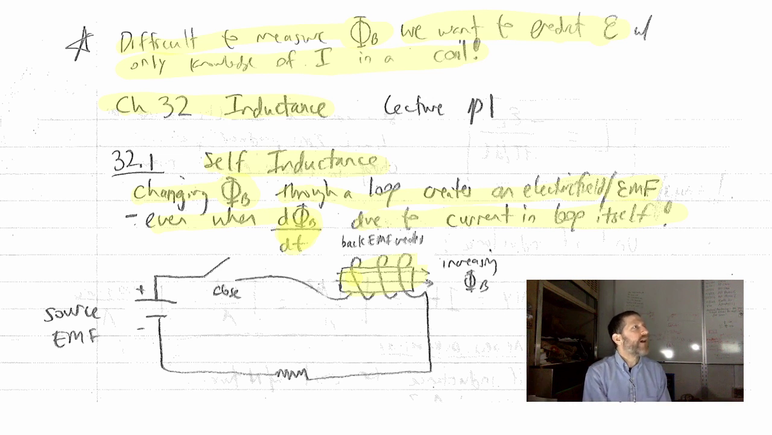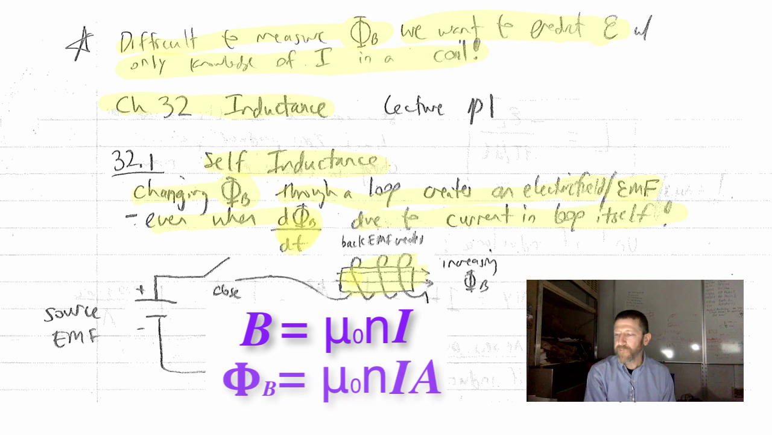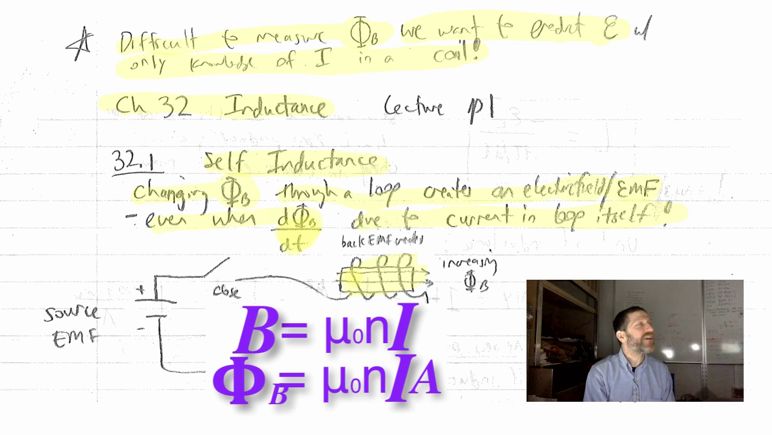Yes. In fact, the magnetic field is equal to mu naught little n, the number of turns per unit length, times the current in the coil. That is the magnetic field. And the magnetic flux through the coil is just that magnetic field times the cross-sectional area of the coil. And if you change that current, you will be changing the magnetic field and hence changing the magnetic flux.